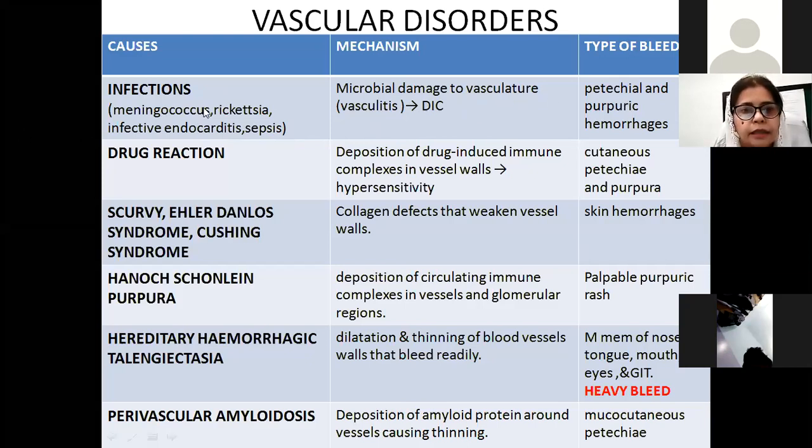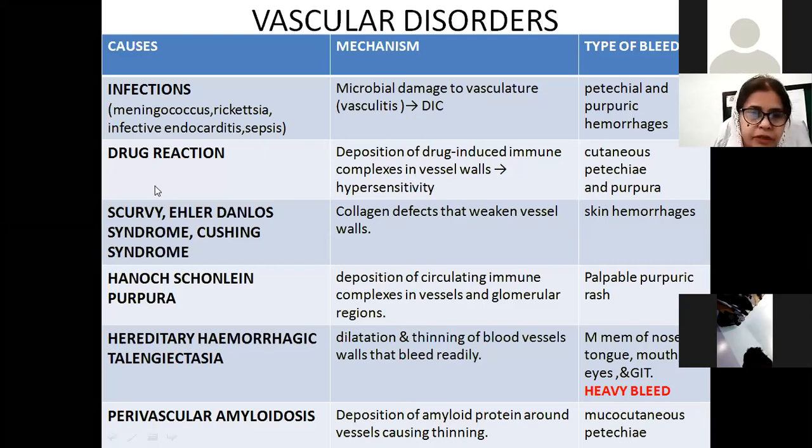Initially, especially in meningococcus, the patient presents with petechial rashes, and once the disease is aggravated and is not controlled, ultimately there is massive widespread hemorrhage. Then there are certain drugs which cause drug-induced immune complexes deposition in the vessel wall, and it gives rise to cutaneous petechiae and purpura.